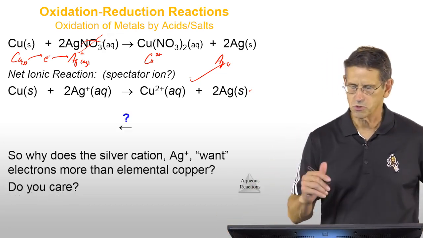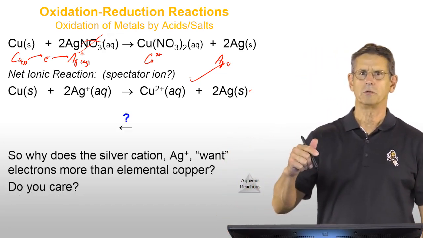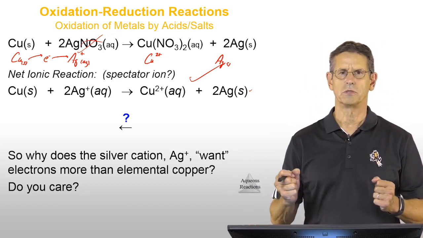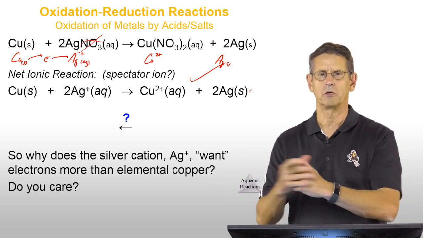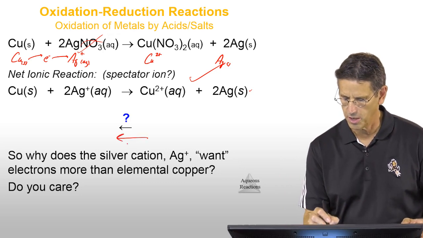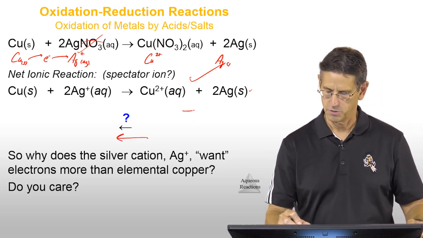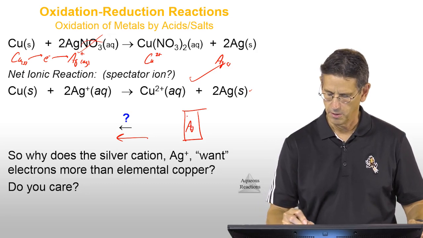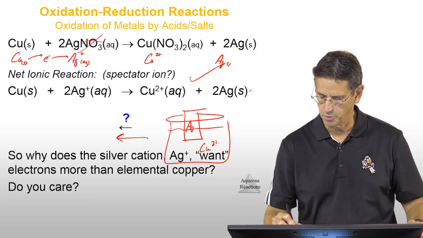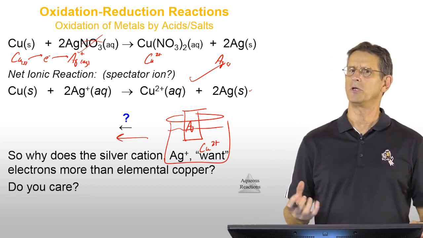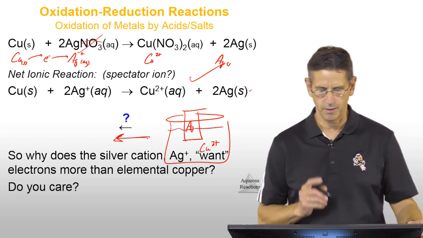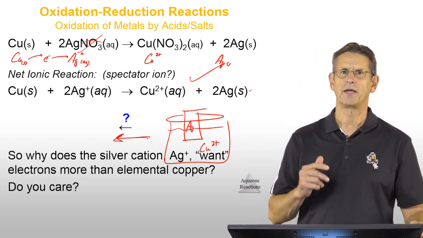Okay. Let me ask you this. Why doesn't it go the other direction? In other words, what is it about copper and silver that says that the copper is going to give up its electrons and the silver cation is going to say, I'll take them and I'm not going to give them back? In other words, why, if I had silver metal, say I had a piece of silver metal in a beaker of copper 2+, why would that copper 2+ not grab the electrons from the silver metal and go in this direction? Well, we need to talk about the activity series.